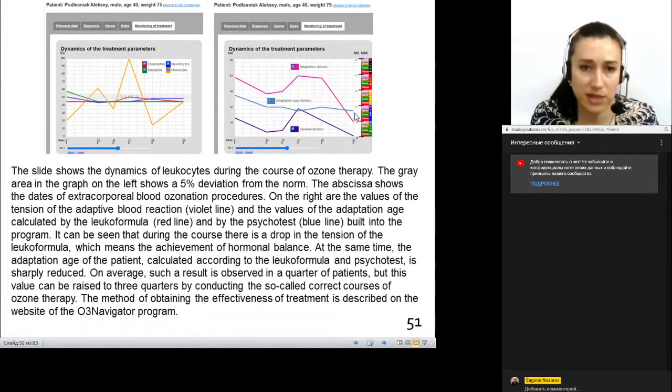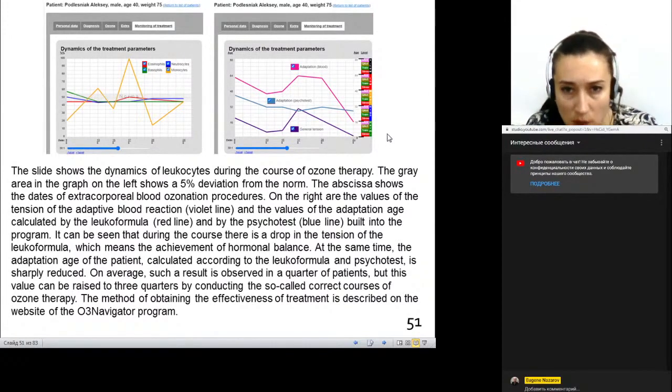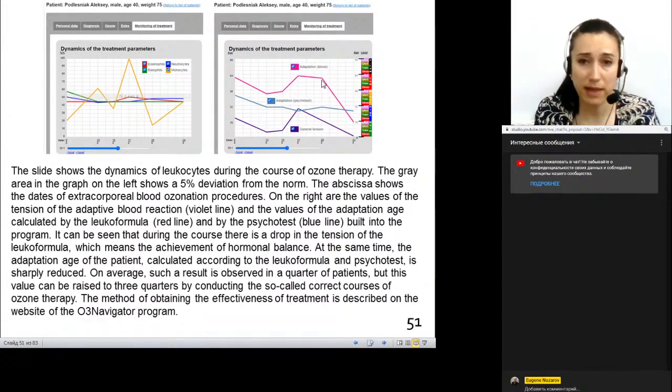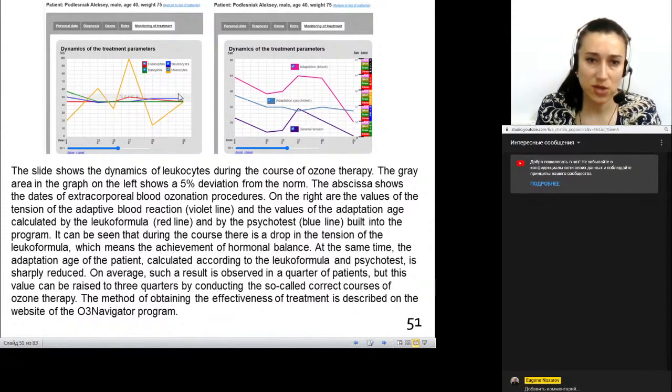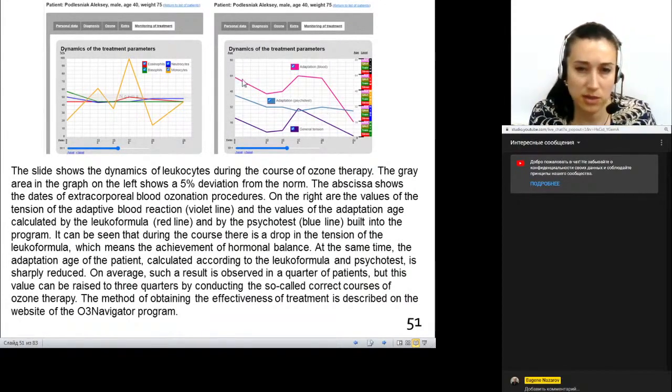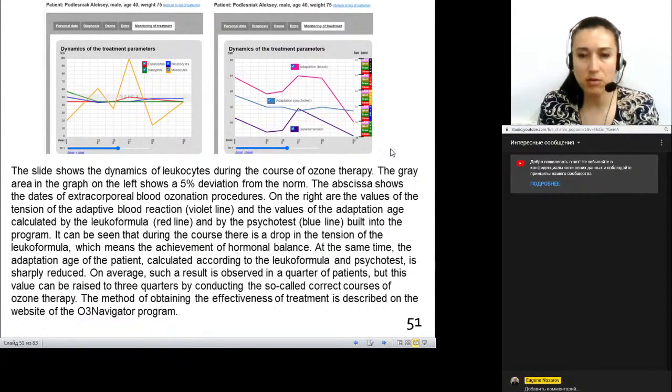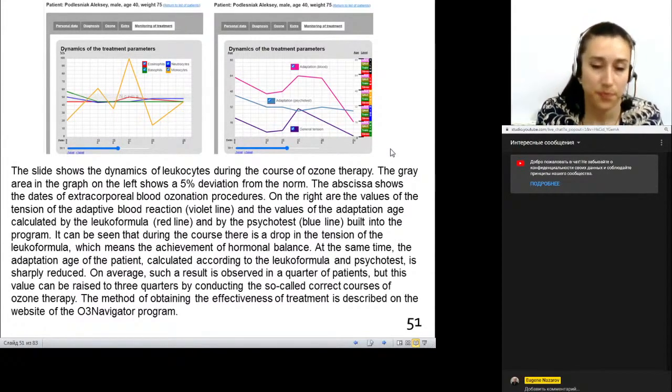built into the program. It can be seen that during the course there is a drop in the tension of the leukoformula, which means the achievement of hormonal balance. At the same time, the adaptation age of the patient, calculated according to the leukoformula and psychotest, is sharply reduced. On average, such a result is observed in a quarter of patients, but this value can be raised to 3/4 by conducting the so-called correct courses of ozone therapy. The methods of obtaining effective treatment are described on the website of our O3 Navigator program.